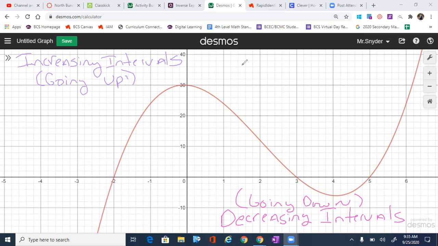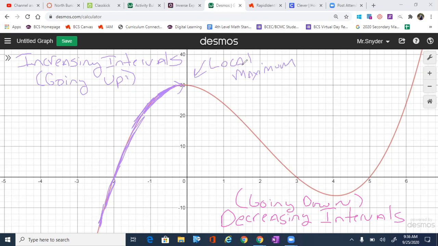So I'm going to shade that. Increasing intervals means that we are going up. So if I just shade that section, I say, okay, well, we are increasing from left to right from there to that location, which is a local maximum. Okay, let's write that phrase down, maximum, because that's going to be an important key.